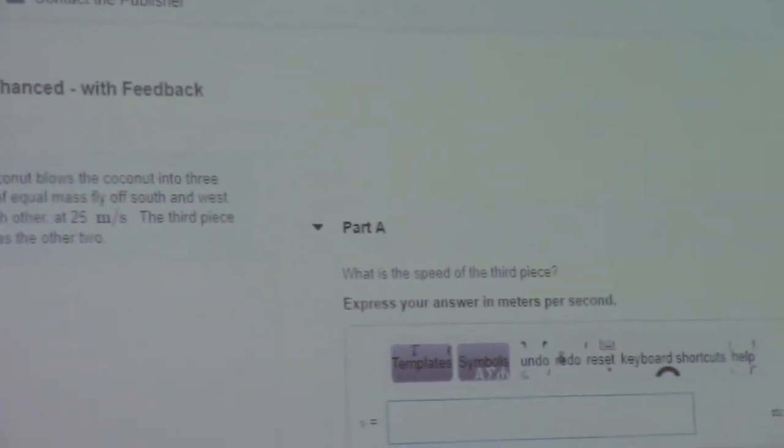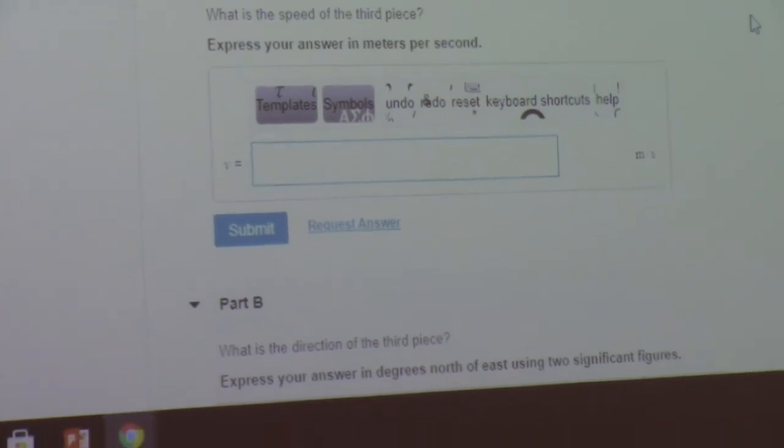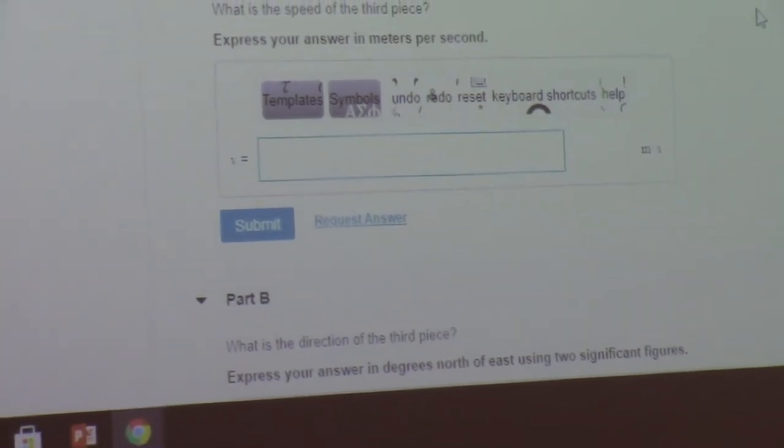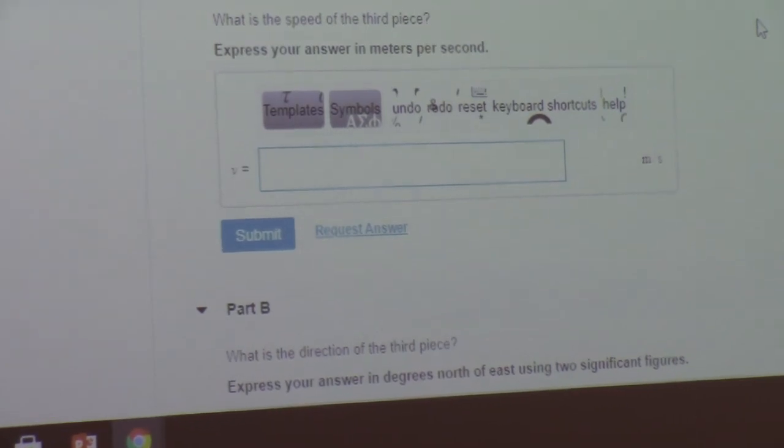Okay, so we've been doing collisions. It could also be an explosion. The reason being, it's an internal force. Okay, so let's set this one up. Let's see. 2 pieces fly off. One is south. And one is west.